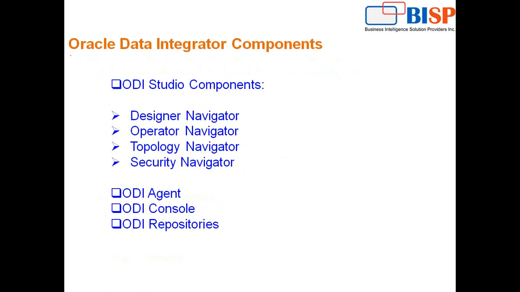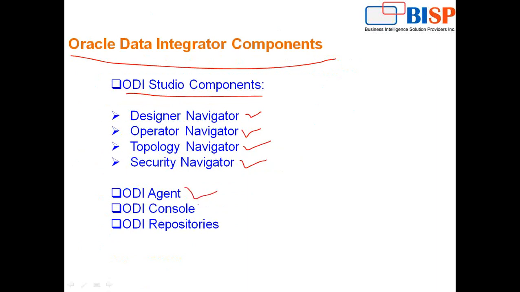Now let's talk about the components of Oracle Data Integrator. ODI Studio has four navigators: designer navigator, operator navigator, topology navigator, and security navigator. These are the four components. Other than that, we have ODI agent, ODI console, and ODI repositories. As an ODI developer, you need to learn all those things and understand how they work.